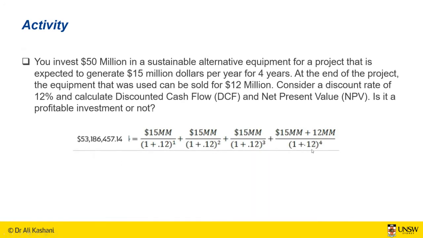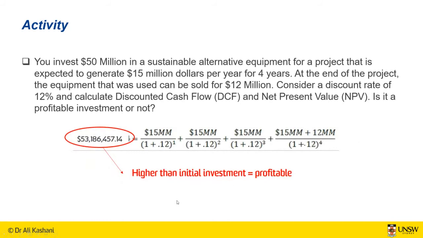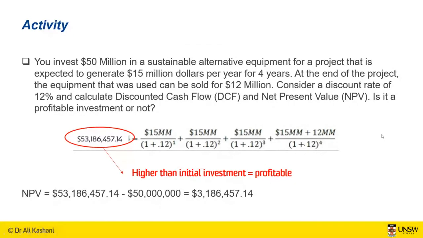$53 million. And because it's higher than your initial investment, which was $50 million, that means this project is profitable. How much? Then you need to calculate the net present value. So net present value is your discounted cash flow minus your initial investment, and you get the net present value for this project.